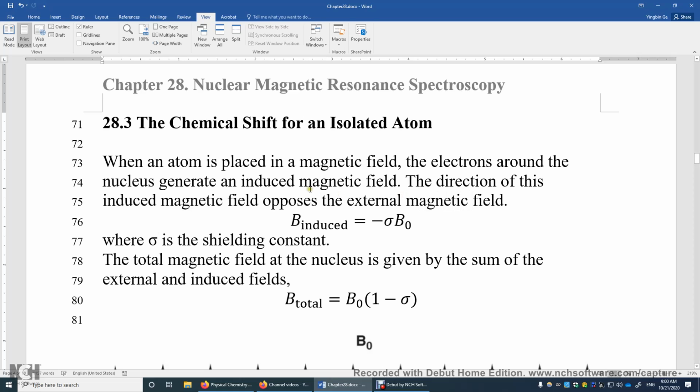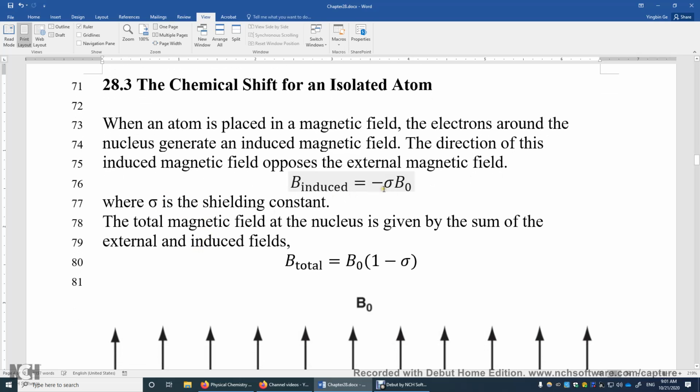The equation is pretty simple. The induced magnetic field is negative sigma times B naught. And over here, sigma is the shielding constant. Okay, this sigma is completely different from the sigma in a sigma bond. Over here it's the shielding constant. The value of sigma allows us to compute the strength of the induced magnetic field that's produced by the electrons.